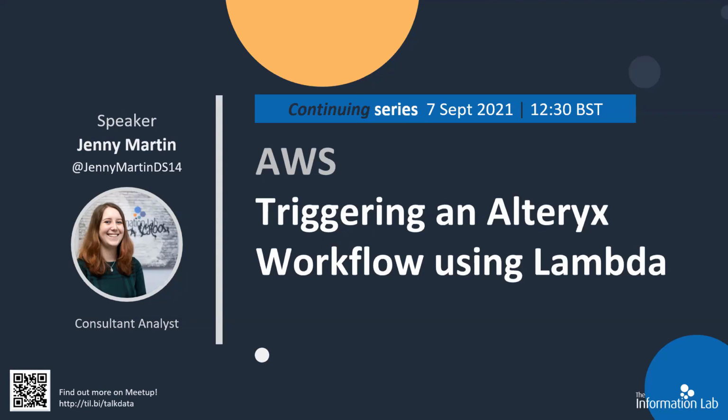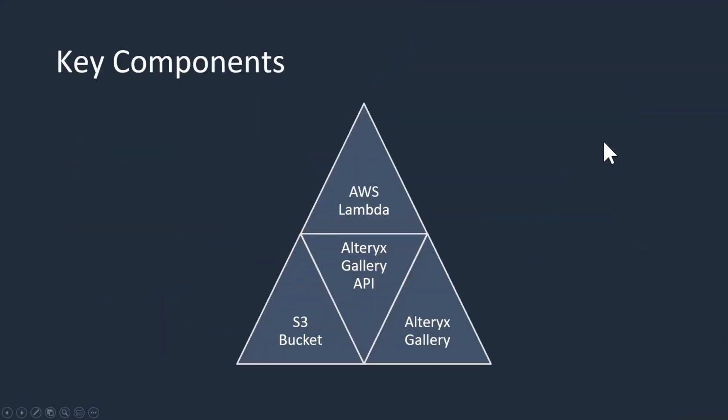Our use case is that we have data that is refreshed every month, and it could be any time during that month. And we only want the Alteryx workflow to run when that new data appears in an S3 bucket. So the main components we're going to be looking at today: we've got our S3 bucket, where our data is going to be dropped each month, and we don't know when that is, and that's why we're using AWS Lambda to connect to the Alteryx Gallery API to run that workflow that is sitting on Alteryx Gallery.